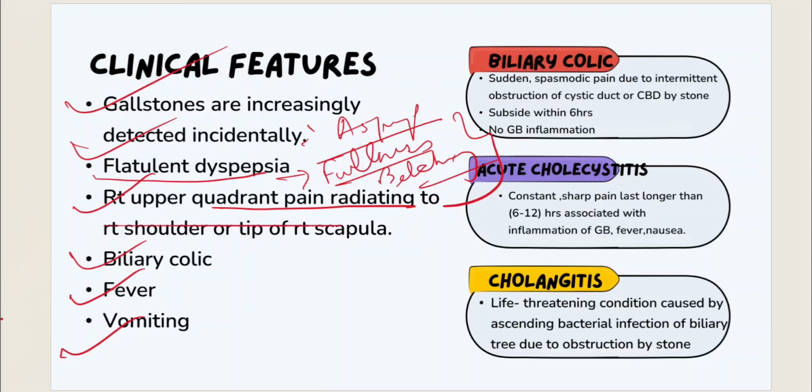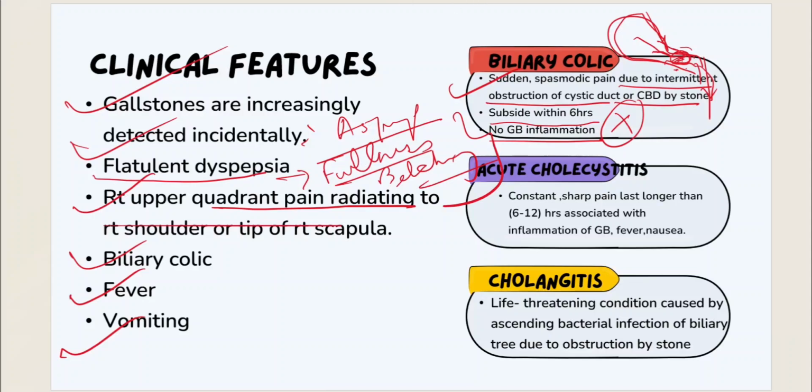So what is biliary colic? Biliary colic is sudden spasmodic pain due to intermittent obstruction of the cystic duct or CBD by a stone, and it subsides within 3 to 6 hours. There is no GB inflammation. Suppose the stone was impacted at the neck; once the stone moves towards the gallbladder or towards the CBD, this obstruction decreases, then the pain suddenly disappears. So this is biliary colic.